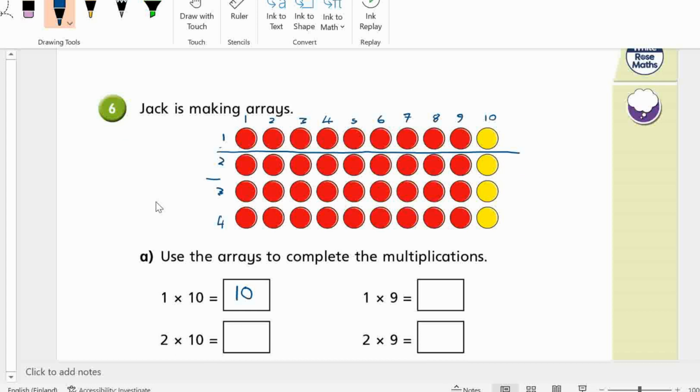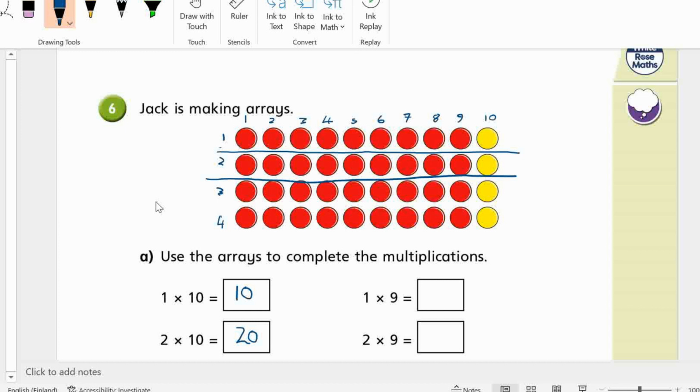Okay, so that would be all these counters together. Does anybody know what 2 times 10 is? Well, let's count. 1. Yeah, it's 20. Nice and easy, that one. Okay, you could count them all, but I think you know that one.